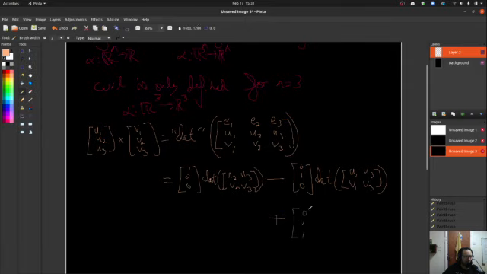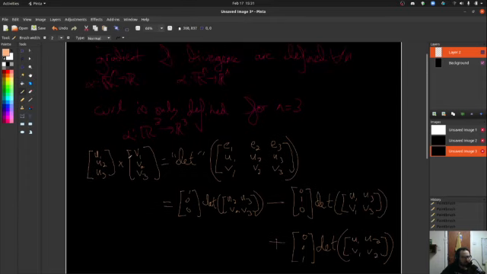Plus 0, 0, 1 times the determinant of U1, U2, V1, V2. Okay? So I did just review determinants. I effectively just reviewed determinants because I reviewed the cross product. The cross product is just a 3x3 determinant where the top row is standard basis vectors.